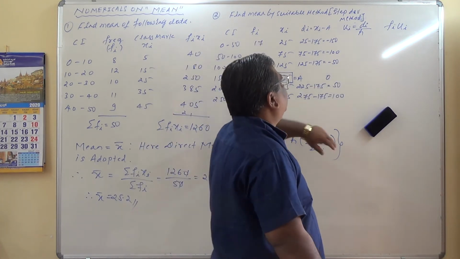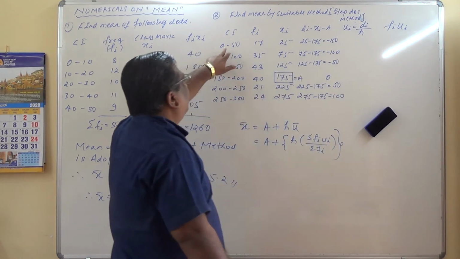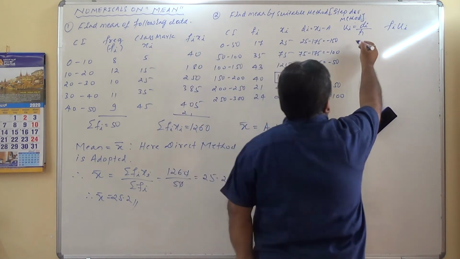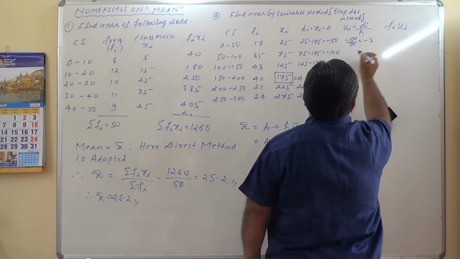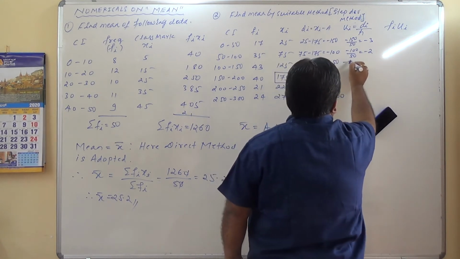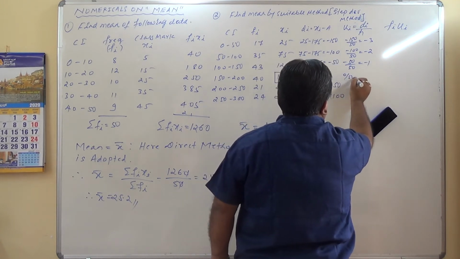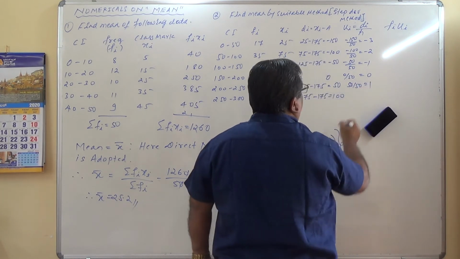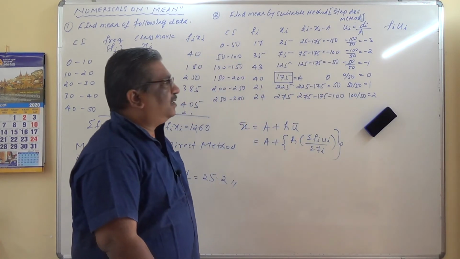Next is ui. ui is equal to di divided by h. What is the value of h here? It is the class size, which is 50. So I am going to divide all these values by 50. Minus 150 divided by 50 is minus 3, minus 100 divided by 50 is minus 2, minus 50 divided by 50 is minus 1, 0 divided by 50 is 0, 50 divided by 50 is 1, and 100 divided by 50 is 2. So minus 3, minus 2, minus 1, 0, 1, 2.